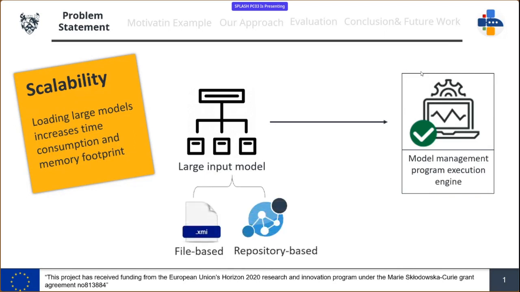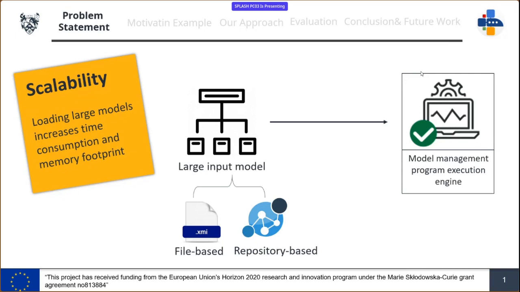Actually, we have two kinds of model: the file-based model, where the model is stored in a file like XMI, or the model stored in a database, which is called a repository-based model, like a graph-based database or document-based database. But the challenges that the execution engine has for handling these big models are because of the way that the execution engine interacts with models.